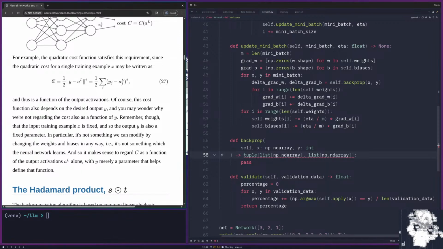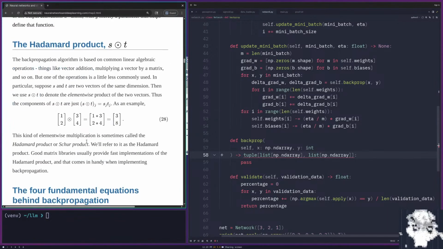So C is a function of the output activations. The cost is a function of the output. And the fact that we're measuring it as how far away it is from y, you can just think of y as a constant. So for any given input, C is a function of its output.